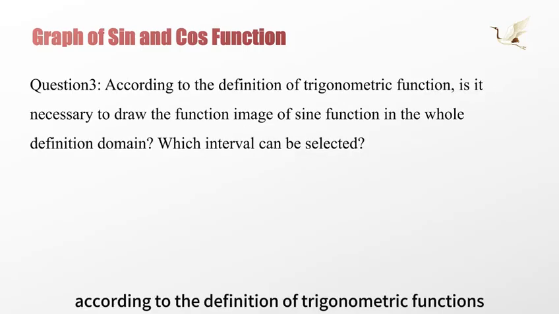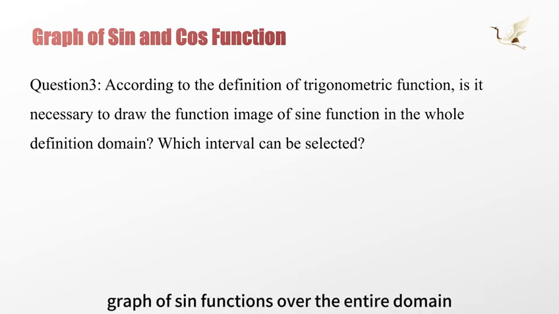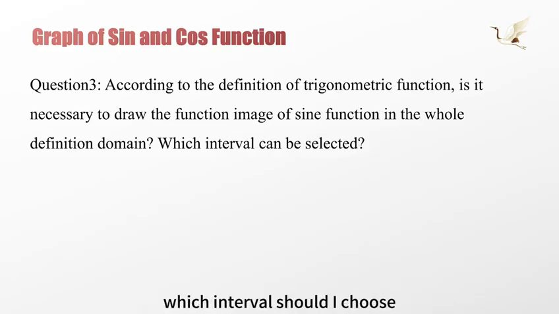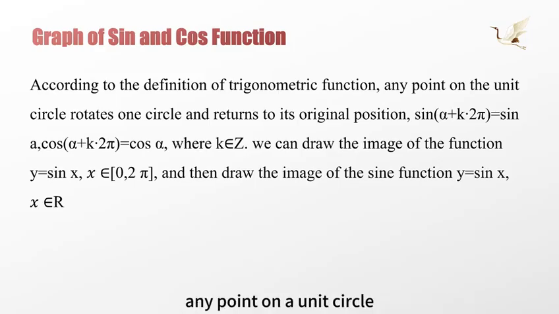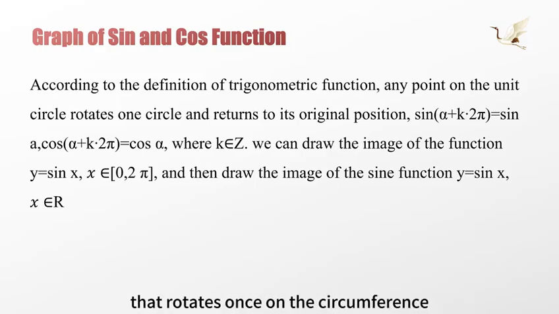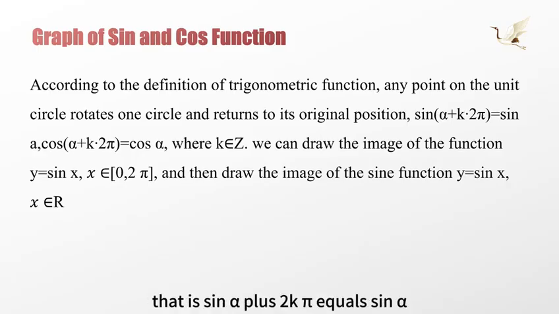So, according to the definition of trigonometric functions, is it necessary to plot the function graph of sine functions over the entire domain? Which interval should I choose? According to the definition of trigonometric functions, any point on a unit circle that rotates once on the circumference returns to its original position, that is, sine(alpha + 2kπ) = sine alpha. Similarly, cosine(alpha + 2kπ) = cosine alpha, where k is an integer.